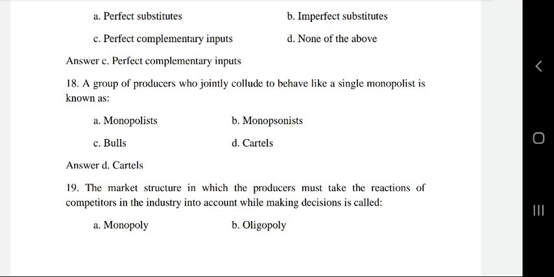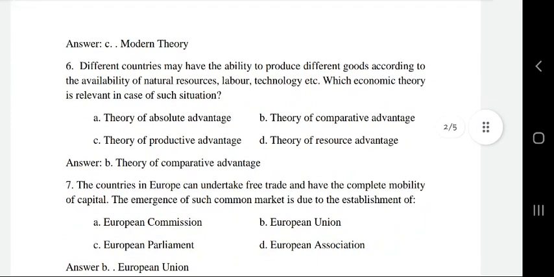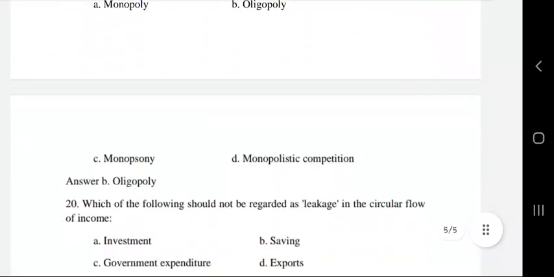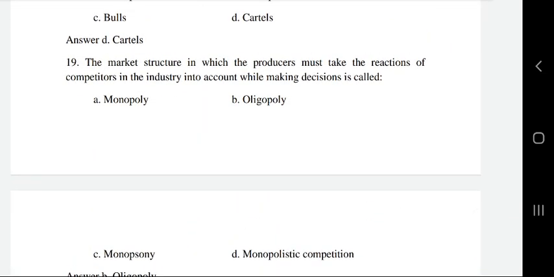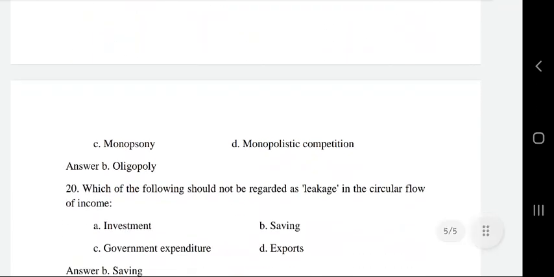And the question number 19. The market structure in which the producers must take the reactions of competitors in the industry into account while making decisions is called: monopoly, oligopoly, monopsony, monopolistic competition. Answer is oligopoly.